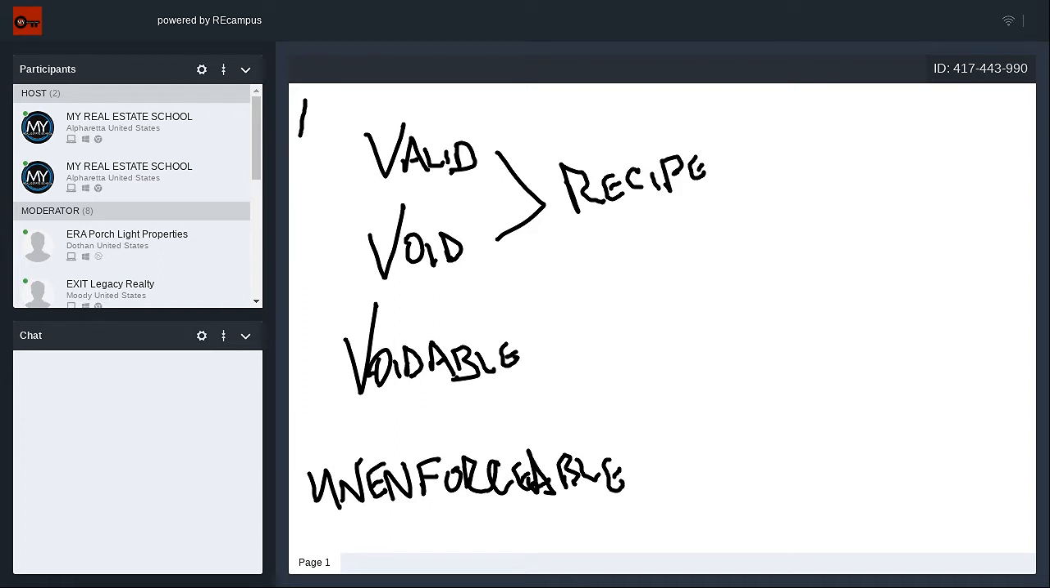So voidable, there are five instances where the courts deem a particular agreement can be voidable at the option of the aggrieved party. Anytime you're reading legal jargon and they refer to someone as the aggrieved party, that's the person with some beef. I got a grievance. I'm the one that's been wronged. And two of these five, I hear, are on the exam right now.